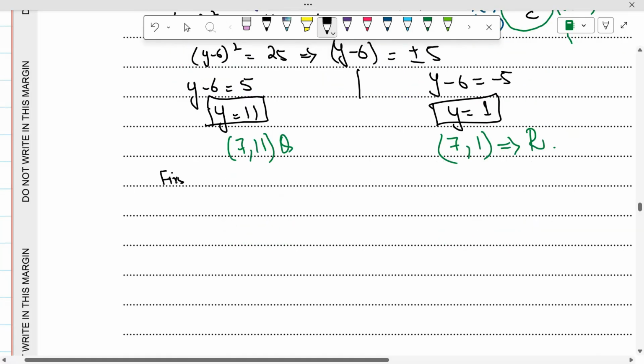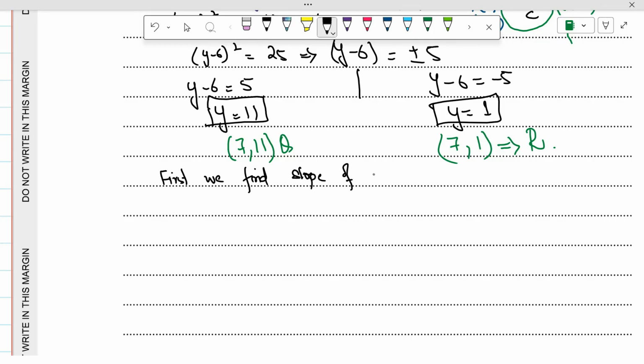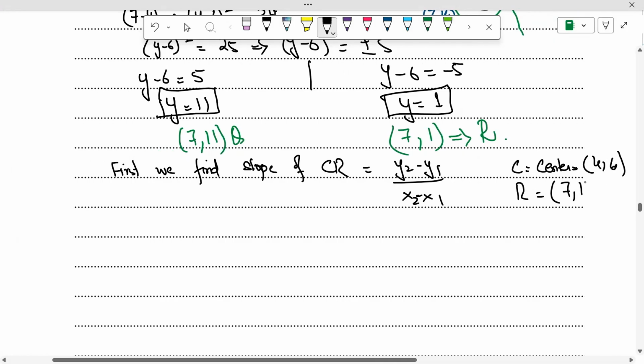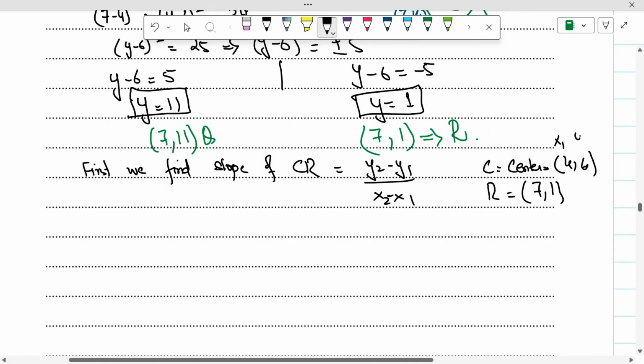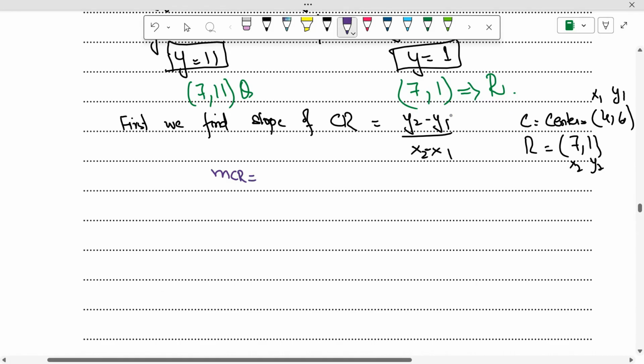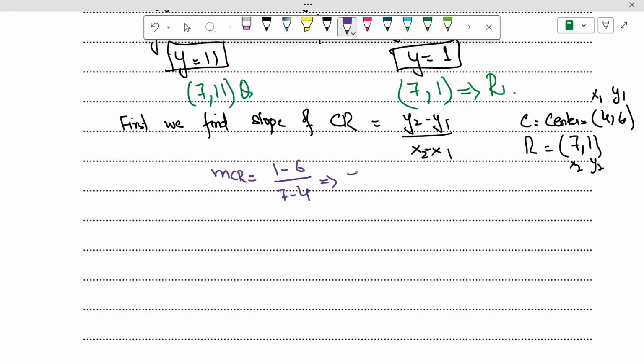First, we find slope of CR by using the formula y2 minus y1 over x2 minus x1. And C is the center, which is 4 comma 6, and R we just calculated, which is 7 comma 1. So this one is x1, this one is y1, this one is x2, y2. The slope of the CR is equal to y2 minus y1, means 1 minus 6, over x2 minus x1, means 7 minus 4. And this one is equal to negative 5 over 3. So this one is slope of CR.